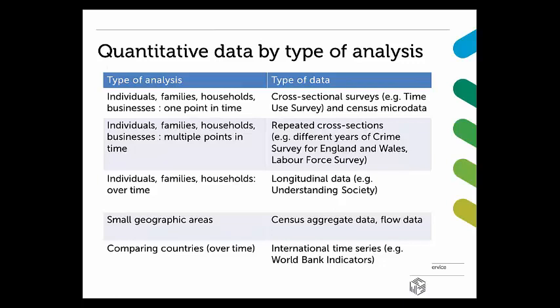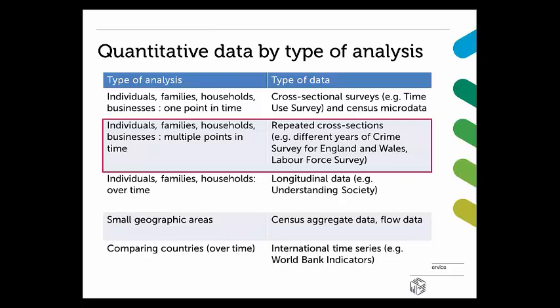So there's different kinds of quantitative data available, and they're all suitable for different kinds of analysis. To examine individuals, families, households or businesses at one point in time, you can use a wide range of cross-sectional survey data or census microdata. If you want to look at trends over time, there are also some repeated cross-sectional surveys such as the Crime Survey for England and Wales, but also others such as the Labour Force Survey.